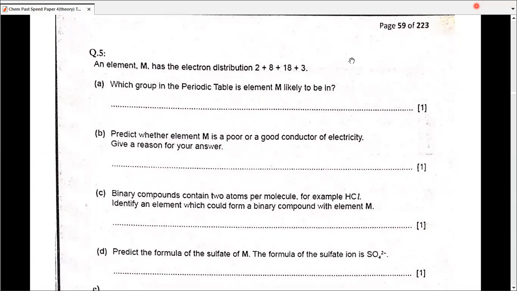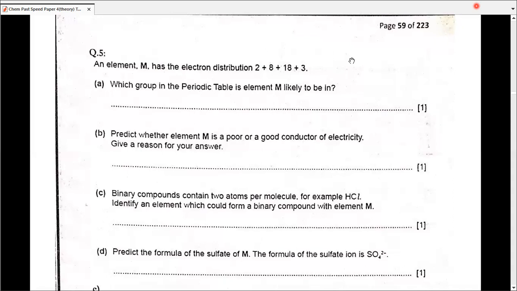Okay, question number 5. An element M has this electron distribution. Now, moving on with these parts. Since I've stated that in very good detail, the starting part belongs to chapter 2, but the end of chapter 2 is very much linked to chapter 3, and that acts as a prerequisite. So I think you can easily do it. Go ahead, give part A a try.